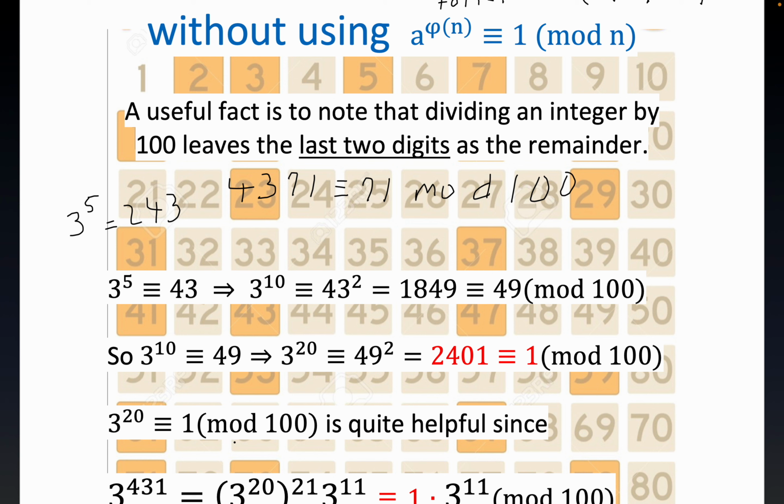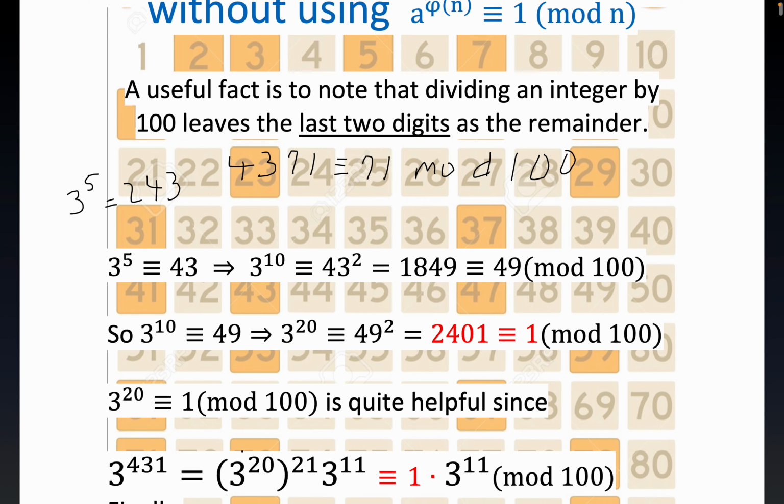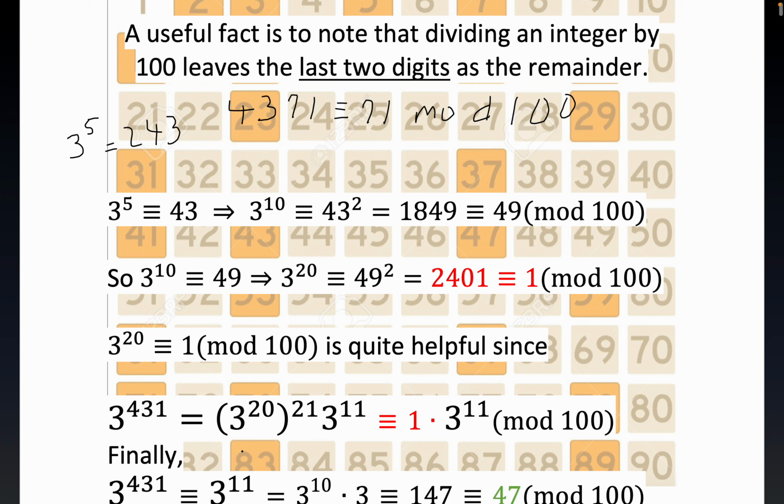Now that's without the help of the totient function. By the way, the totient function would have returned 40, and you would get 3 to the 40th is congruent to 1. But what we have going on here is something a little bit better than the totient function because, by laws of exponents, notice that 20 times 21 is 420. So 20 times 21 is 420.